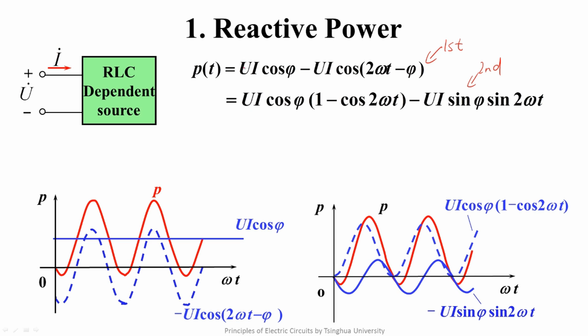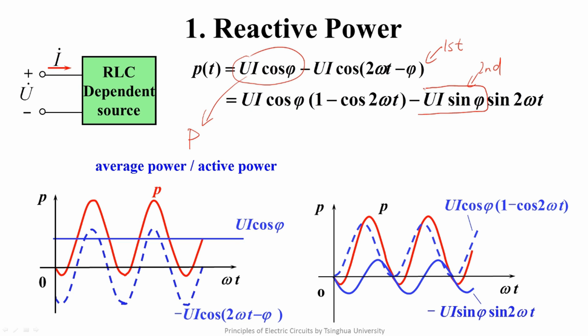Based on the first expression, we find its integral and get that its constant term is the average power, or the active power. In this lecture, the maximum of the reversible part in the second expression is defined as the reactive power Q. We will explain the reason for this definition later. Here we only need to emphasize that the unit of Q is VAR, the acronym of volt-ampere reactive.